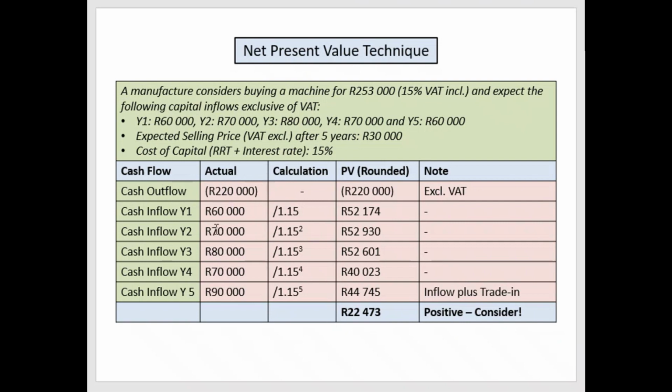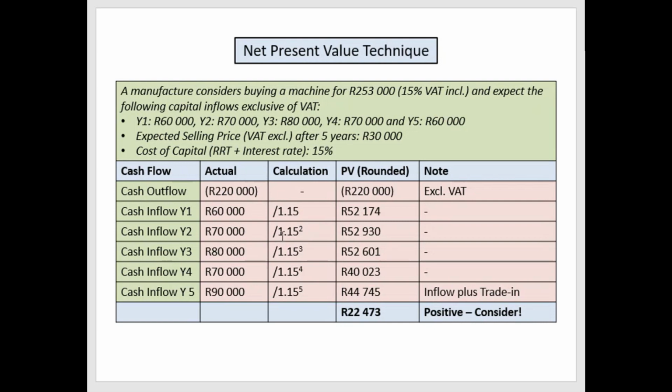Also, please notice here that in this first row with the actual, it was 220, and 220 is simply the amount exclusive of VAT. So also there I said 253 divided by 1.15. In this one, it is just by chance that the cost of capital and the VAT is the same thing. Please don't think it's a rule. Just by chance here. Okay. Then in year two, I have a capital inflow of 70,000. Now I divide it by 1.15 to the power 2.